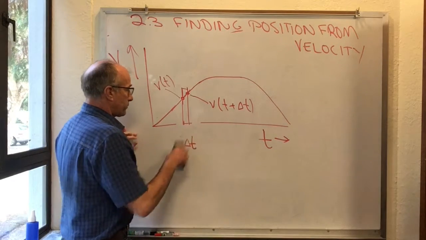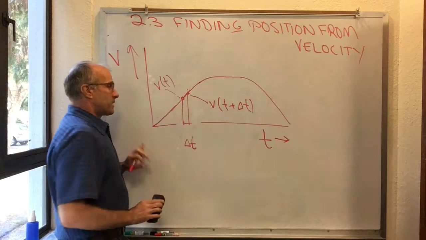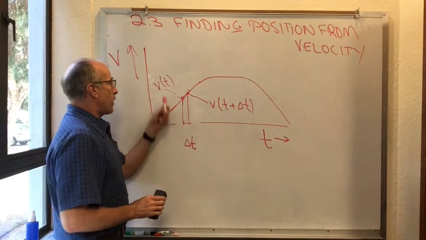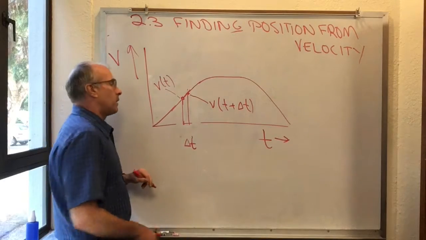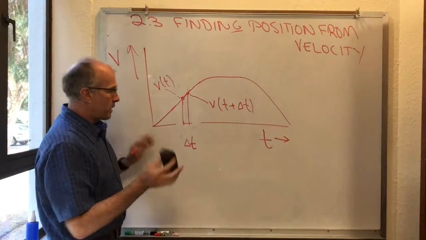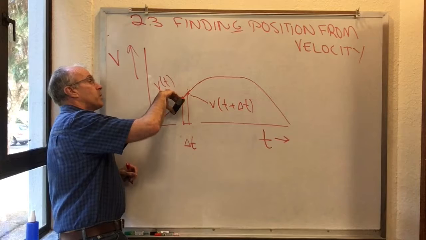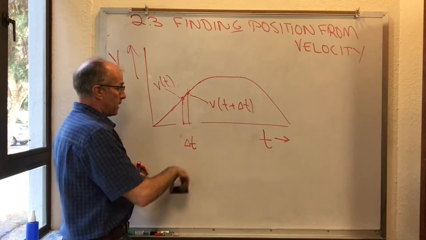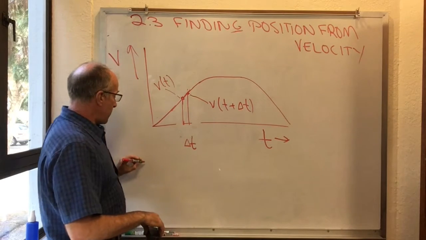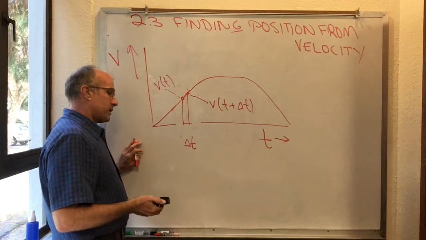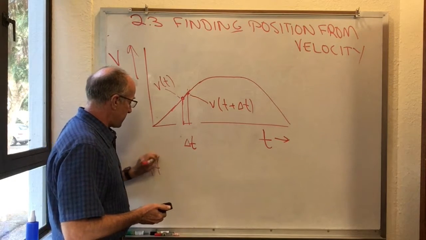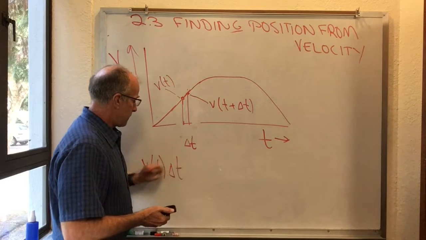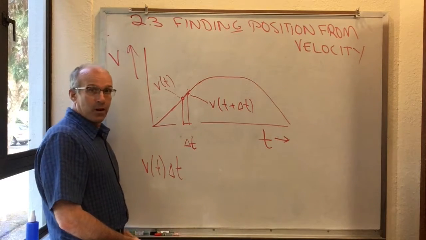Now, what is the distance traveled in that time? Well, if we can say that it's v of t, the person was going at v of t, or v at t plus delta t, doesn't matter much which. If we say the person was going v at t for a time delta t, well, from the old distance equals velocity times time problem, it looks to me like this person went v at t times delta t. That's how far they went.